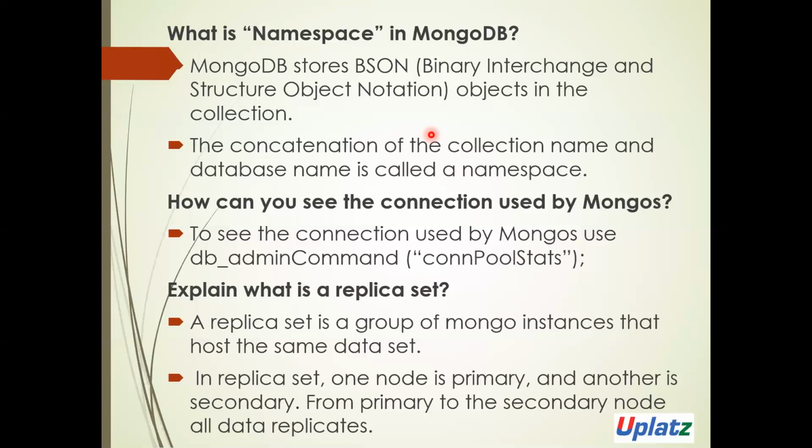So how can you see the connection used by Mongo? If you want to see the connection, use db.adminCommand, and you will be able to see the connection in Mongo. So what is a replica set? It is a group of Mongo instances that host a data set. It should have one primary and the others are secondary. From primary to secondary, all the data will replicate, which means whatever is in primary will get copied to the secondary.